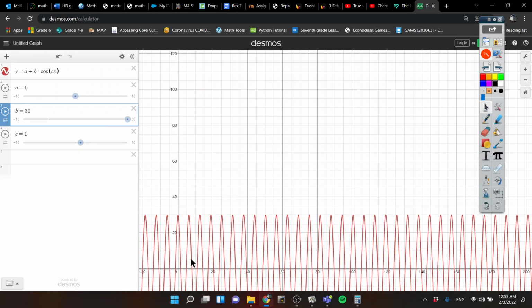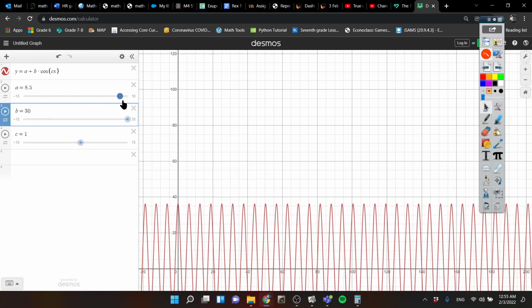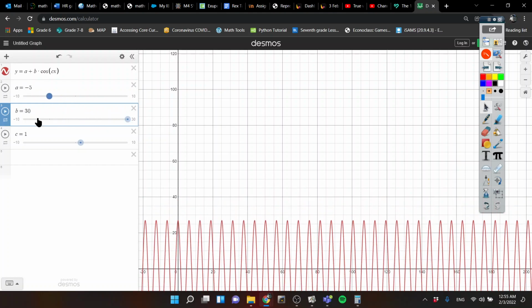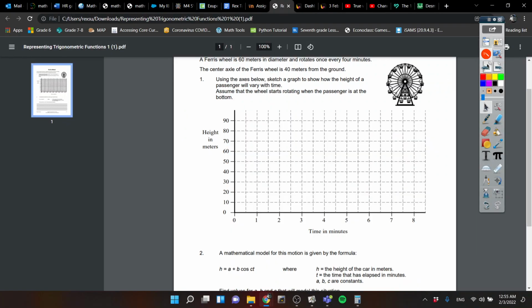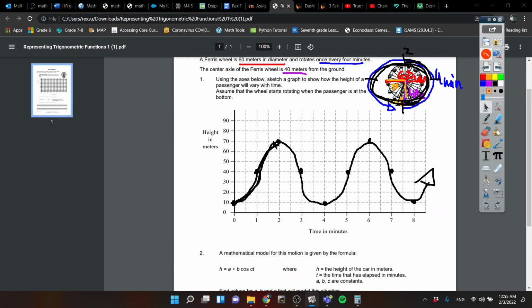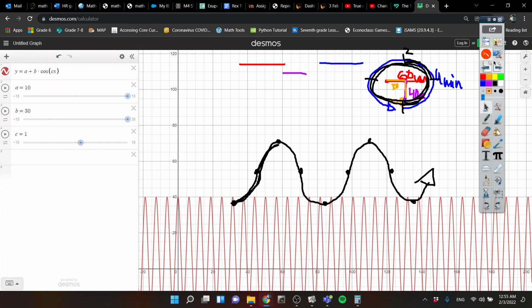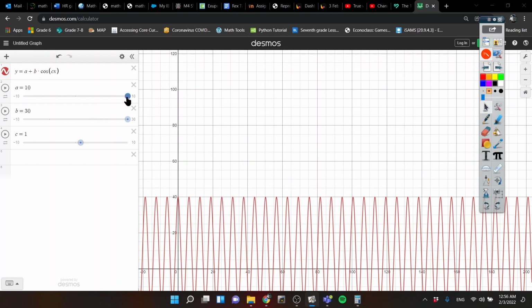Great. Next, I want to shift this thing up. And when I move this, I can see that's what A does. So if I want to shift it up, like there I'm at 40, but I want the top of our curve, where was it? Here. I want the top of our curve to be at 70. So I need to shift up a bunch more.